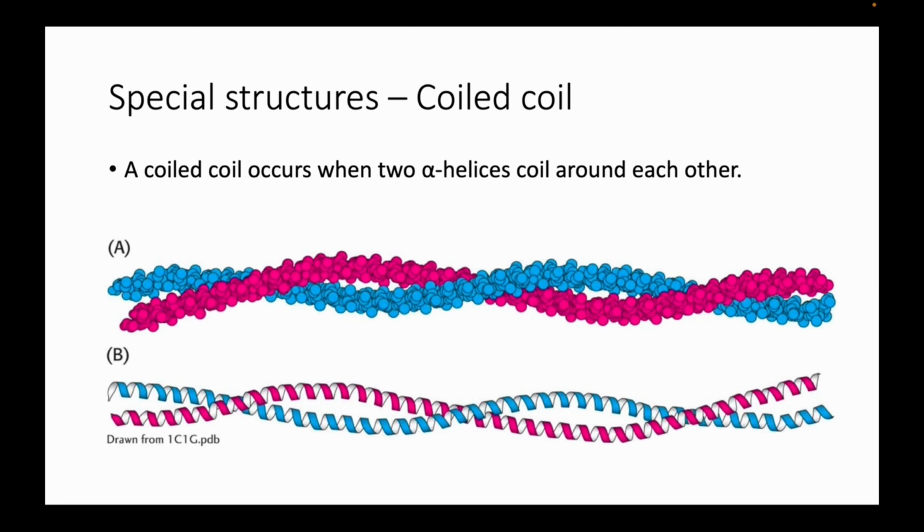Another special structure is the coiled coil. A coiled coil is when two alpha helices wrap around each other. What's important is we have to have a lot of intermolecular contacts between these two coils, stabilizing this geometry.